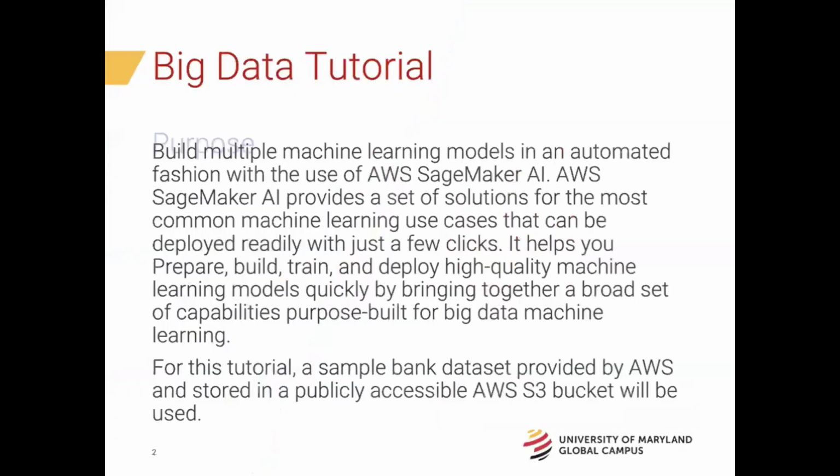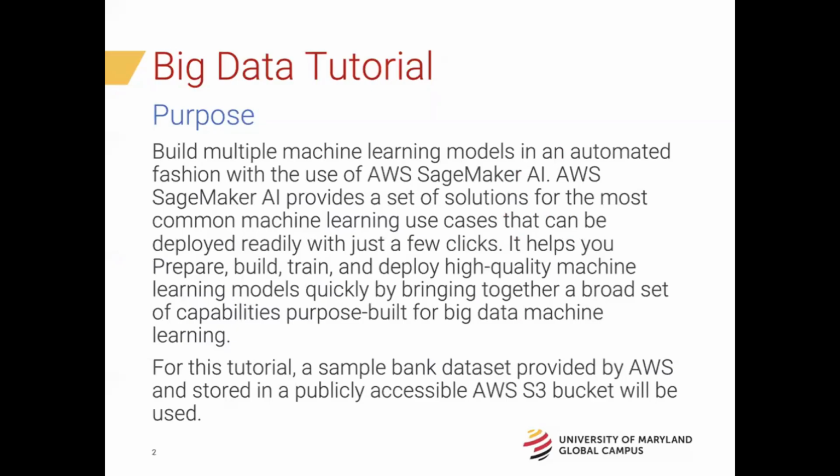Okay. So the purpose of this tutorial is to build multiple machine learning models in an automated fashion with the use of AWS SageMaker AI. It was initially called AWS SageMaker. Now the name has changed to AWS SageMaker AI. AWS SageMaker AI provides a set of solutions for the most common machine learning use cases that can be deployed readily within just a few clicks.